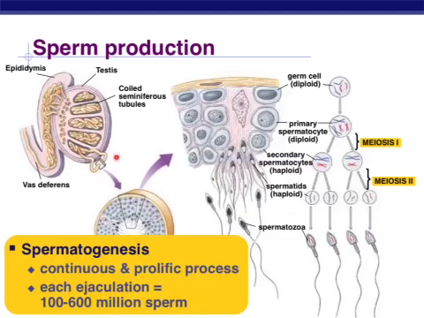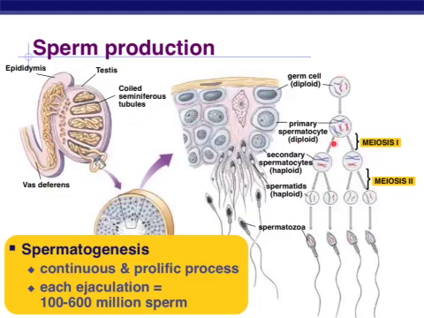Sperm are produced in the testes, and this is what the testes look like on the inside, like if you did a cross-section. They're stored in the epididymis, and then when they're ejaculated, they pass through this tubular pathway called the vas deferens until they exit the body. Now, if you could zoom in on a section of the seminiferous tubules, which is where sperm cells are actually made, this is what you would see.